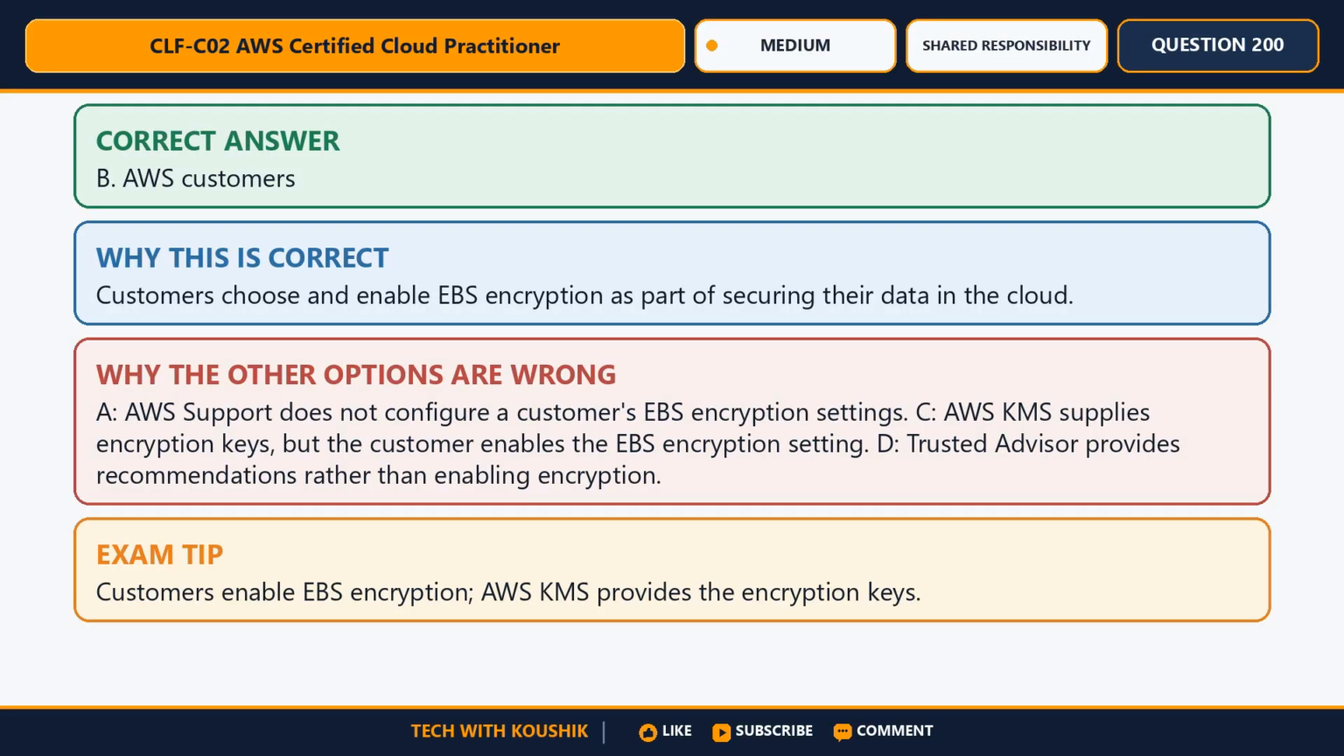The correct answer is B. AWS Customers. Here is why. Customers choose and enable EBS encryption as part of securing their data in the cloud. Why are the other options not correct?